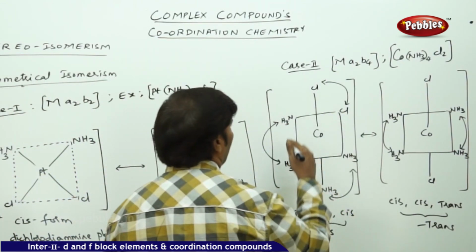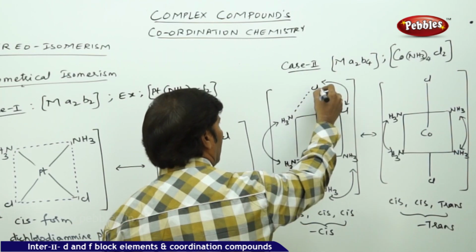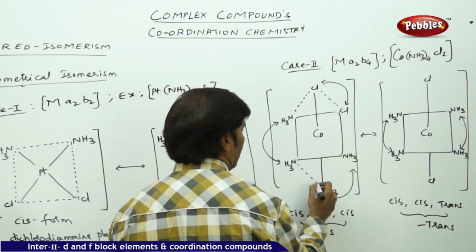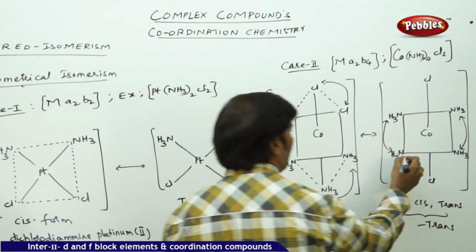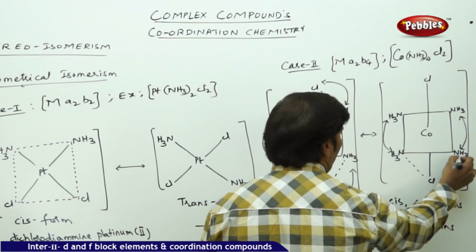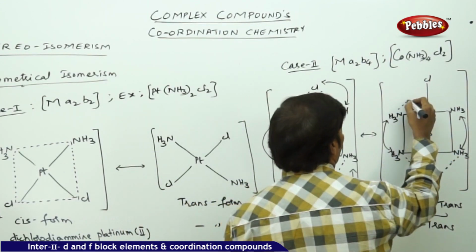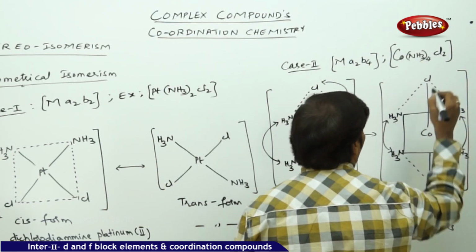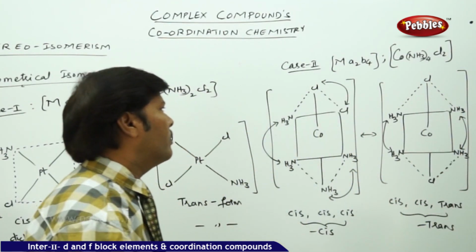In both the cases it is octahedral complex because it has the octahedral geometry like this. This is the octahedral geometry. Here also this is the octahedral geometry in both these cases.